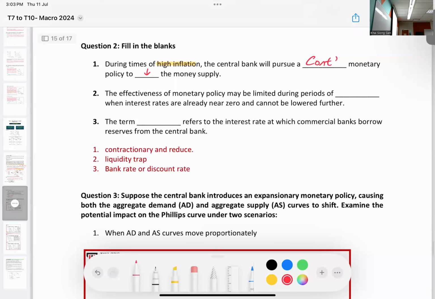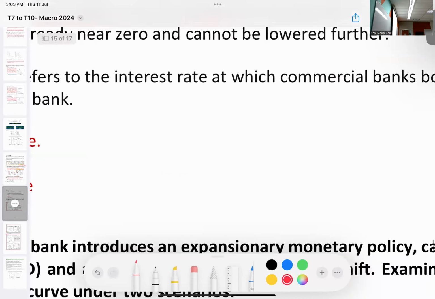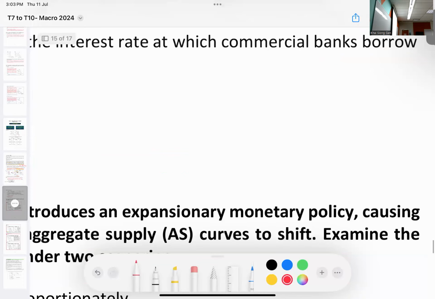The effectiveness of monetary policy may be limited. Here it means that sometimes there could be a scenario where you use monetary policy and it is also useless. During what time? This one I'll explain to you now. Let's say for example, in a scenario like this, this is the y-axis, this is the x-axis. Now we look into the money market graph.